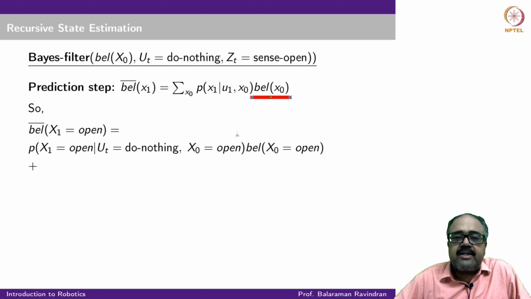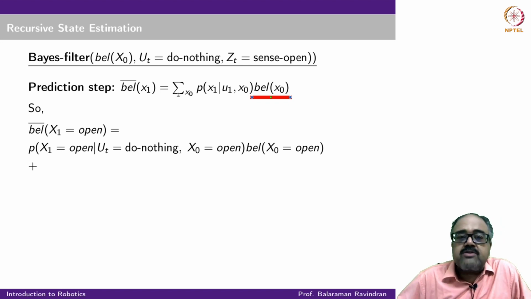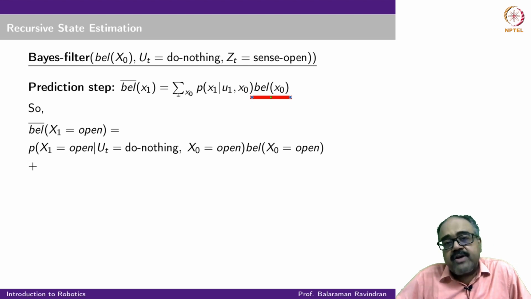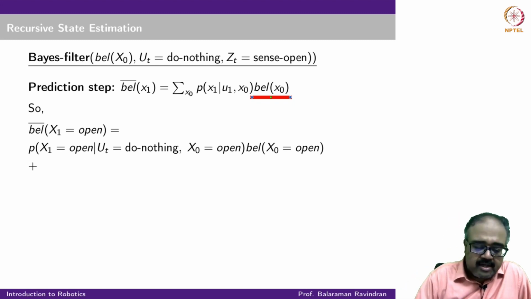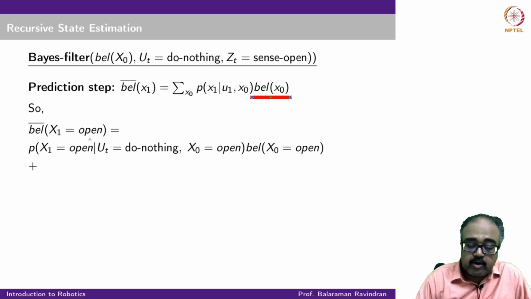Remember, in the algorithm that we wrote, this summation over x0 was actually written as an integral. Since we are looking at discrete valued events, everything has only two possible values. X has two values, Z has two values, U has two values. So everything becomes a summation instead of an integral here, and therefore we are now summing over all possible values of x0 instead of integrating over x0, right? So let's look at this bit by bit. So I'm going to look at what is bel bar of x1 equal to open, right?